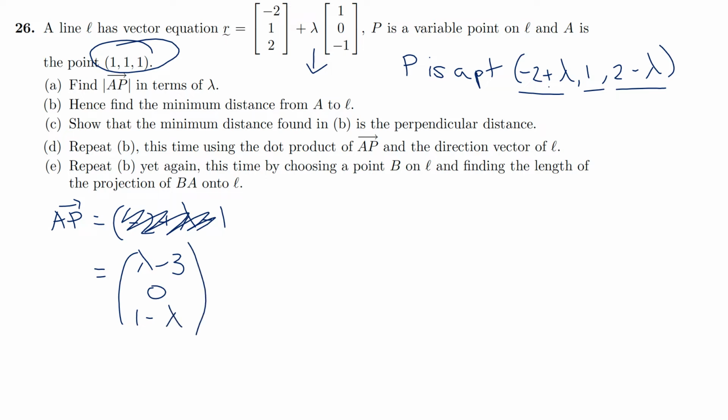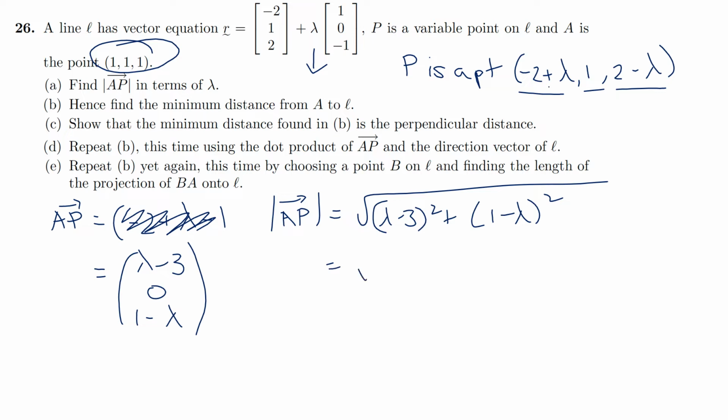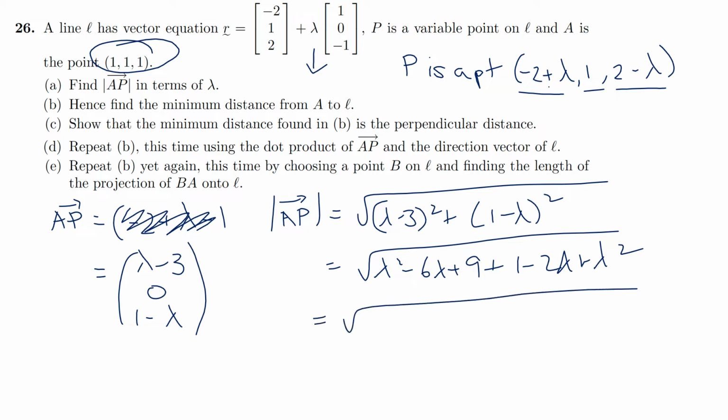So then if I want the distance of that, I am going to take the square root of (lambda minus 3) all squared, 0 squared, and (1 minus lambda) all squared, which would give me lambda squared minus 6 lambda plus 9, plus 1 minus 2 lambda plus lambda squared. Putting all that together, we should get 2 lambda squared minus 8 lambda plus 10. So that's the distance.